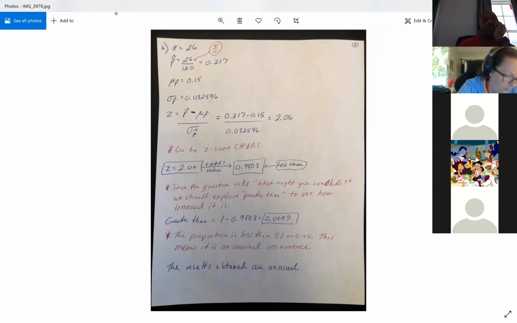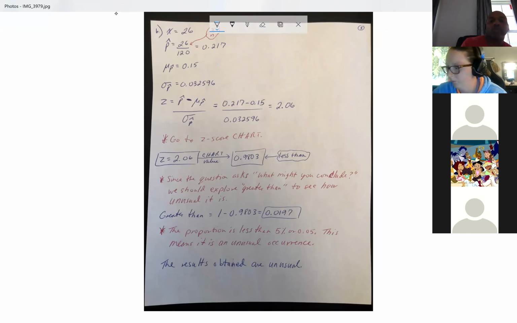All right, so let's look at B. This time it says, suppose that a random sample of 120 Americans who regularly listen to music using headphones result in 26 having hearing trouble. What might you conclude? So this time they didn't give us P hat. In the previous one, they told us 12%. This time they gave us the number, 26 out of the 120. So we went ahead and found P hat right here, 26 out of the 120, which is 0.217.